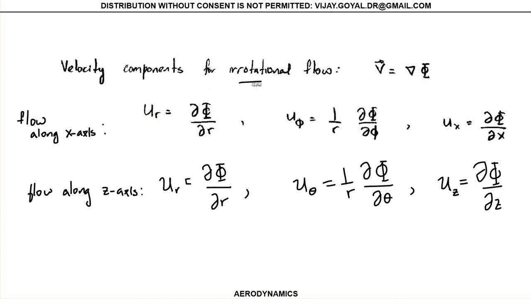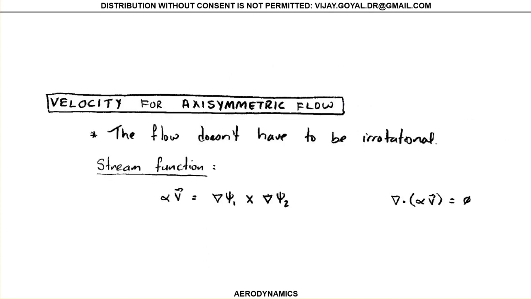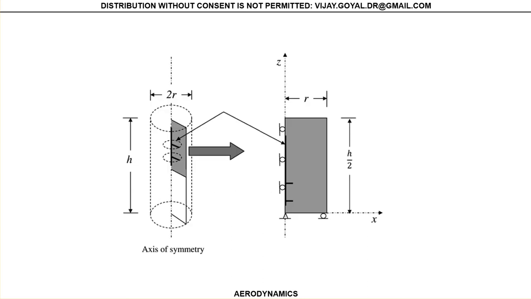components for irrotational flow. That's just the fact that we have a potential flow. We should know that the flow is irrotational. Okay. Now velocity for a symmetric flow. Let's see what happens for asymmetric flows. Those are flows where they don't have to be necessarily irrotational. Okay, and then some examples, basically an axisymmetric problem is nothing else than a three-dimensional problem.